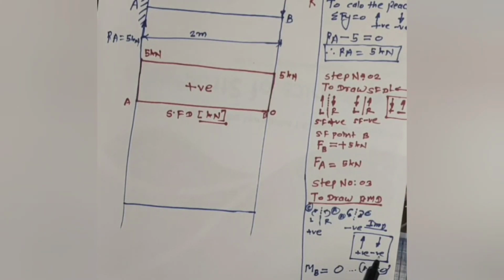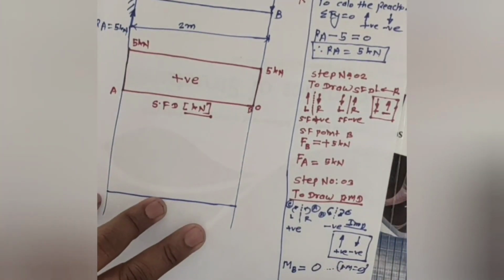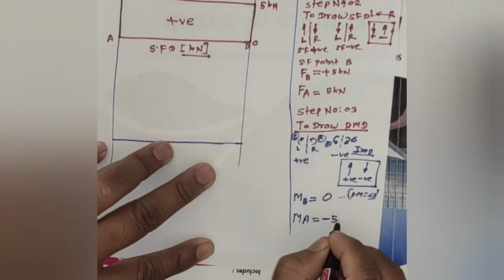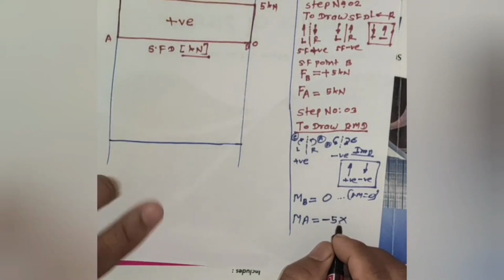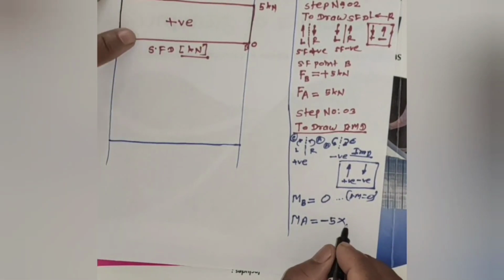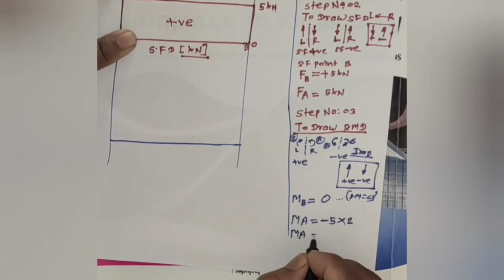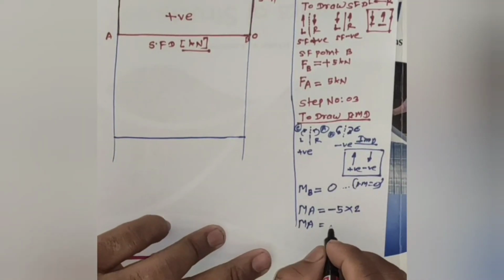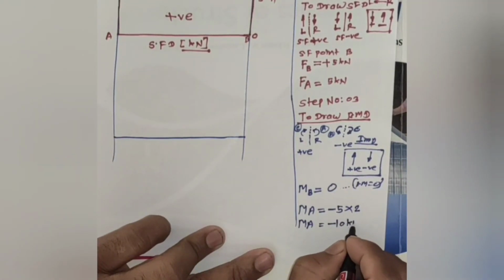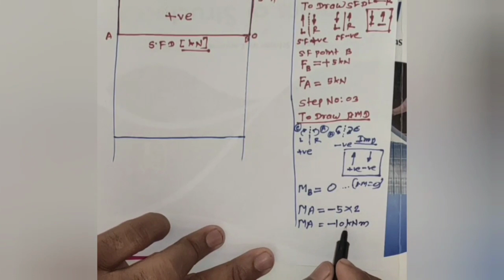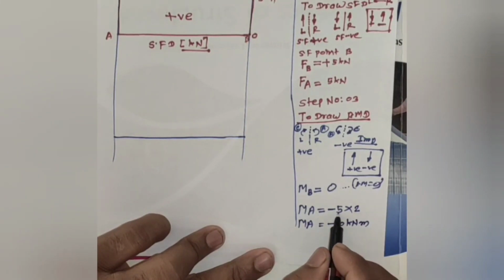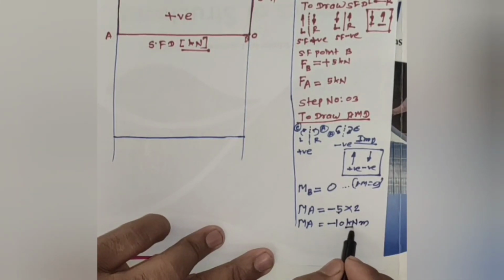Bending moment means force into perpendicular distance. This 5 goes downward, so take it as minus 5, into the perpendicular distance about point A, which is 2. So the bending moment about point A is minus 10 kilonewton meter. Why kilonewton meter? Because the force is in kilonewton and the distance is in meter.